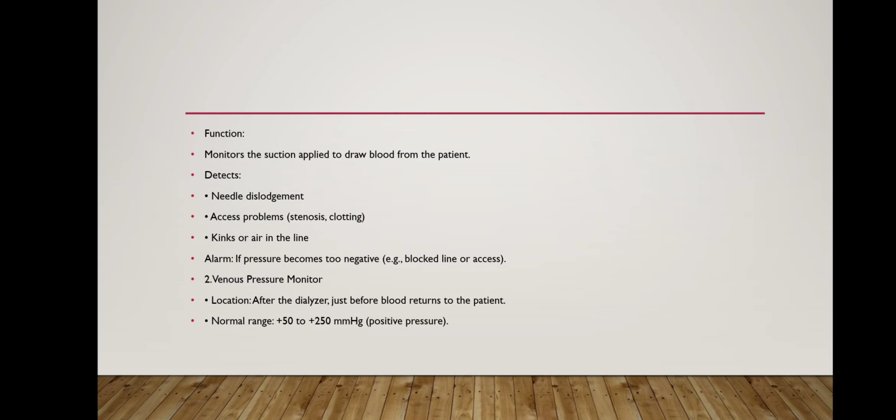If the pressure becomes too negative, it indicates examples like blocked lines or access problems. Next one is the venous pressure monitor. First one is arterial, and the second one is the venous pressure monitor. The location is after the dialyzer and before the return to the patient. The normal range is positive, about 50 to 250 mm Hg. It is known as positive pressure.